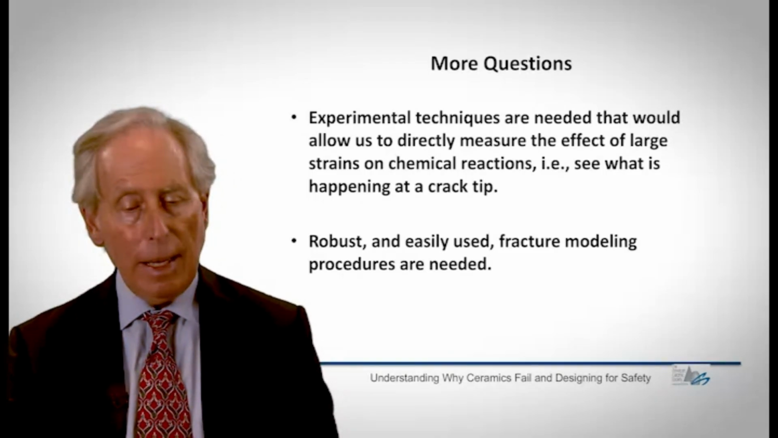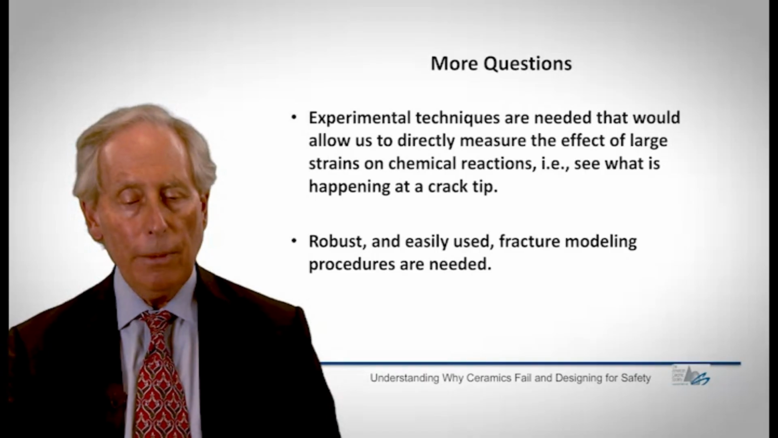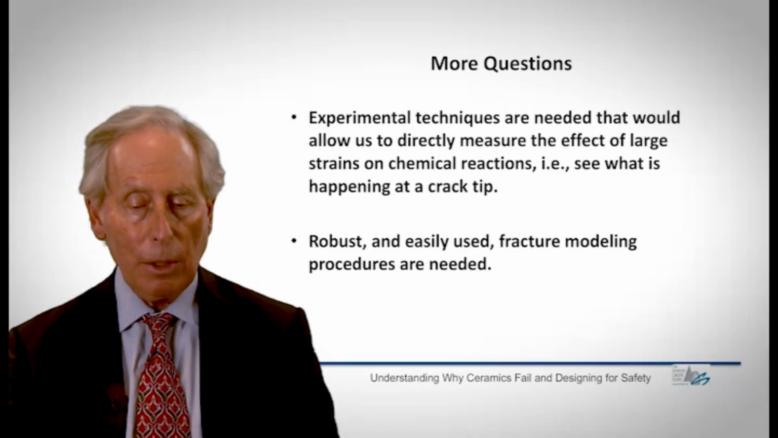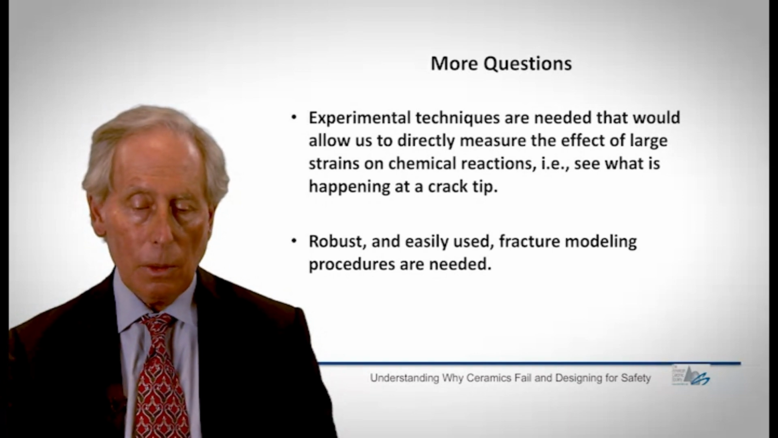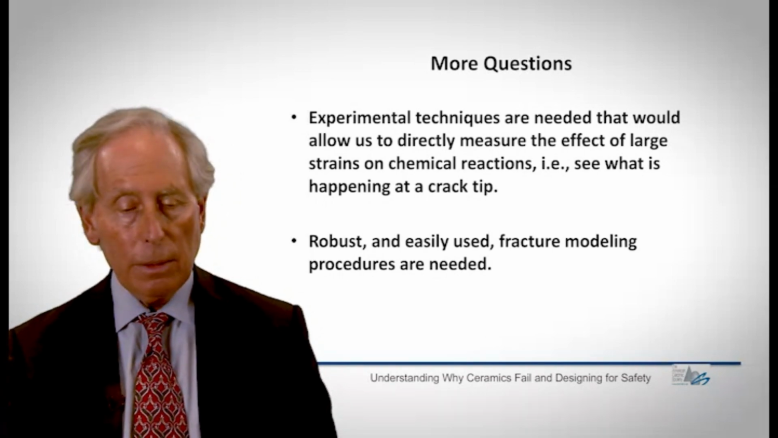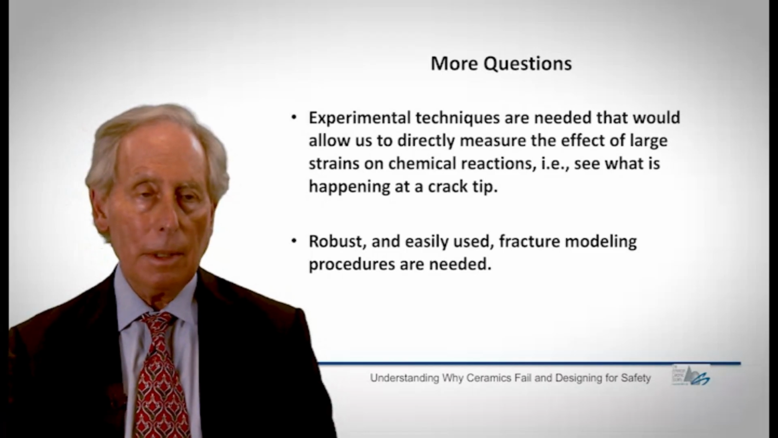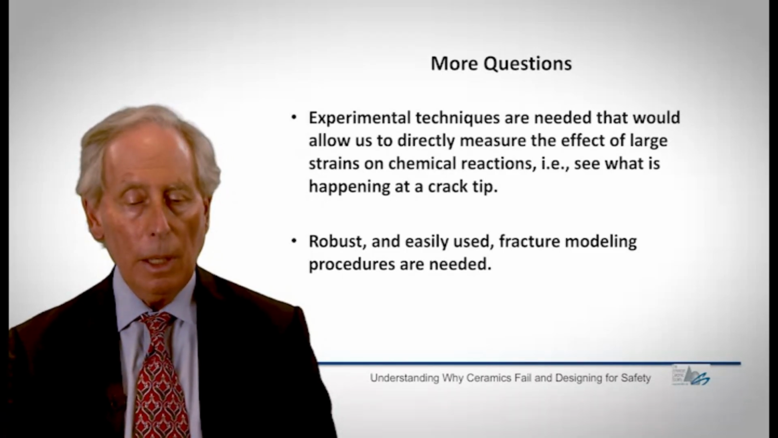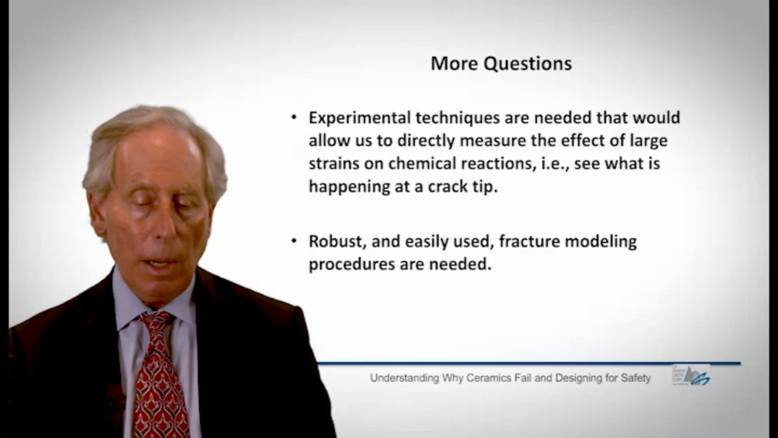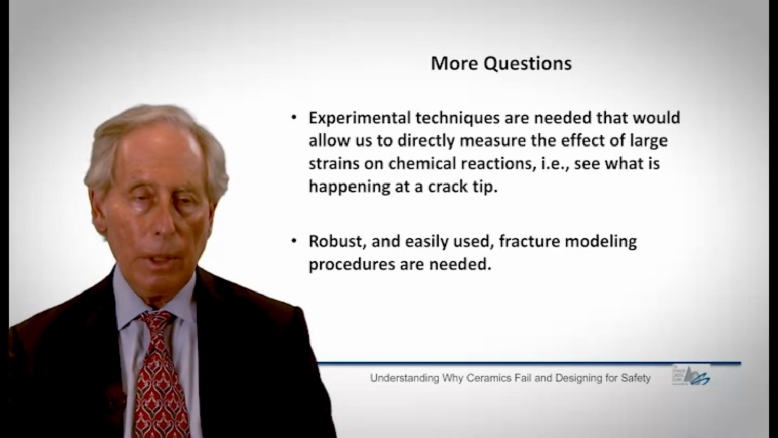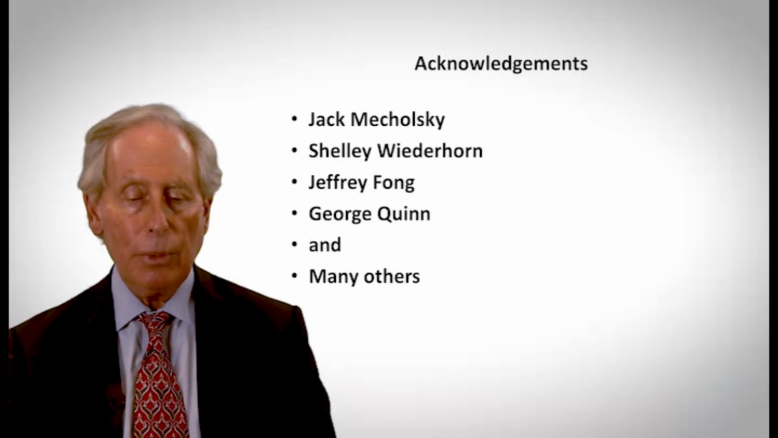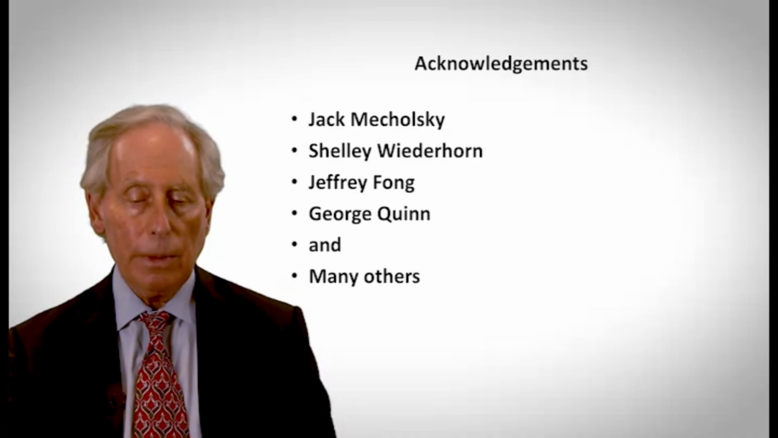Experimental techniques are needed that would allow us to measure the effect of these large strains at crack tips on chemical reactions. It allows us to see what's really happening at a crack tip. And then finally, if we could model fracture in these materials, and I really believe that will come in the future, if we could model it robustly, by which I mean that the models work fairly well and are easy to use, not just for the people who work in quantum mechanics, that would go a long way to help select and predict the behavior of materials for the future.